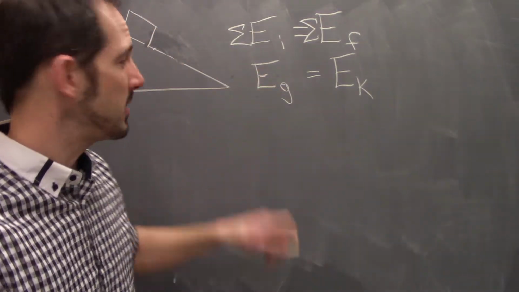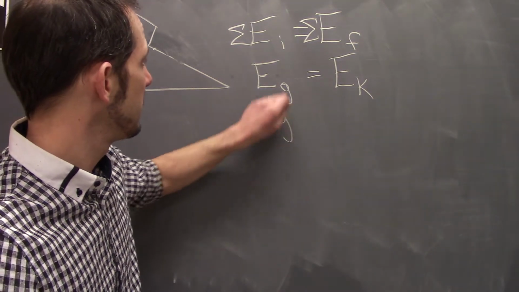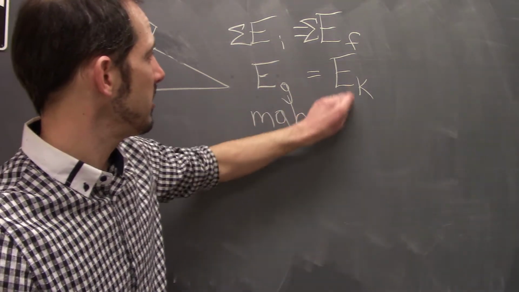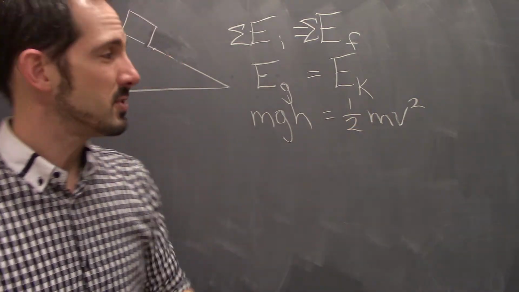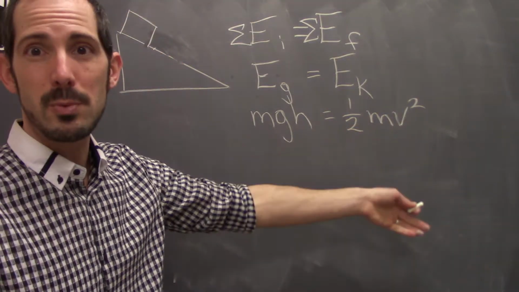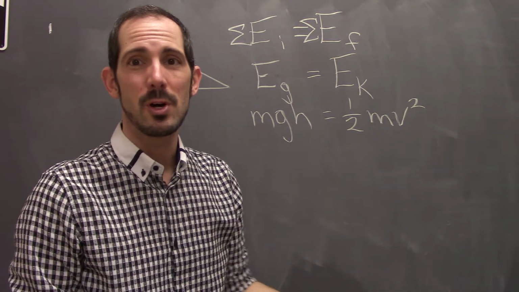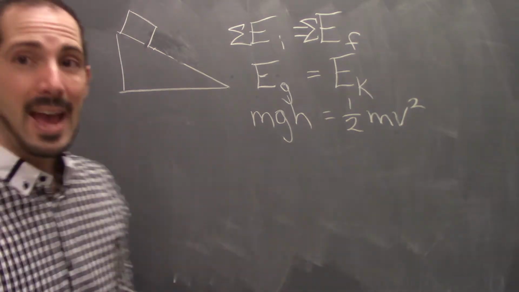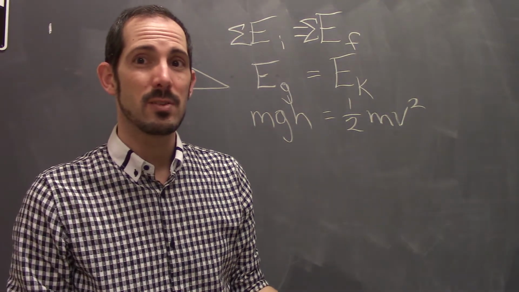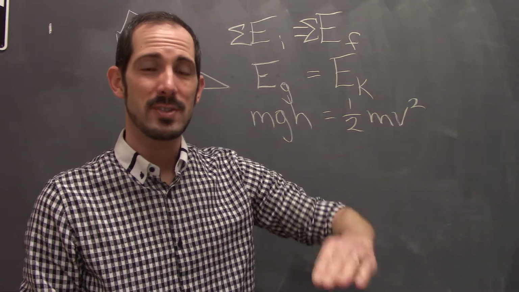So gravitational potential is m times g times h. Kinetic energy, 1/2 mv squared. You can rearrange this equation, you can solve for the velocity, because that's often what we're caring about. How fast is this particle going after it gets down to the bottom of the hill? We don't have to be at the bottom of the hill. We could find it starting at some top height and go to some other height.